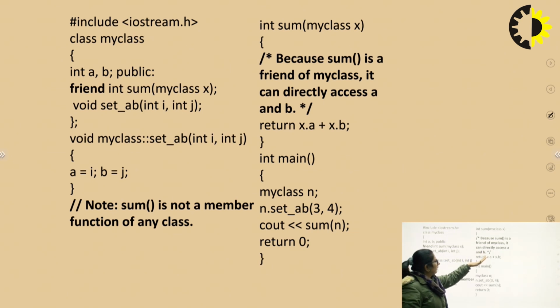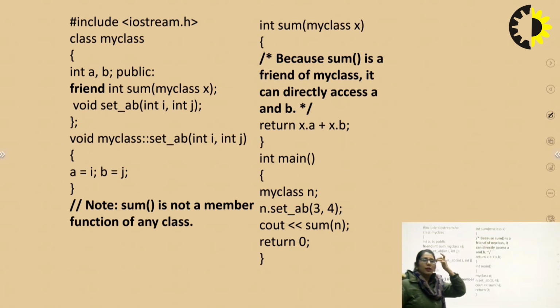Sum is a friend of MyClass, so it can directly access A and B. Basically, it is getting the members that are private. We haven't written public here, so A and B are by default private data members. Basically, the default access specifier is private. Now here it's getting A and B with the help of the object of the class. This x is the object of MyClass.